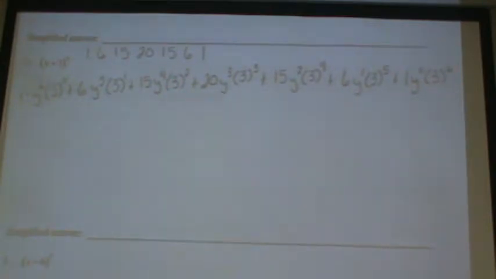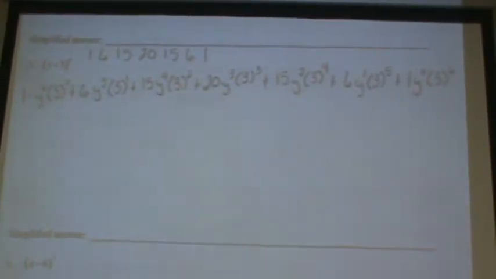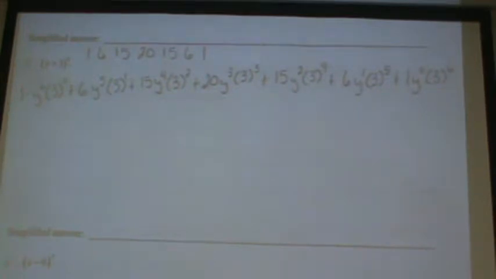So now this one, we're going to simplify our expansion. For our first term, we have 1 times y to the 6th times 3 to the 0. 3 to the 0 again is just 1. It's important to remember that anything to the 0 power is 1. So we have 1 times y to the 6th, which just equals y to the 6th.